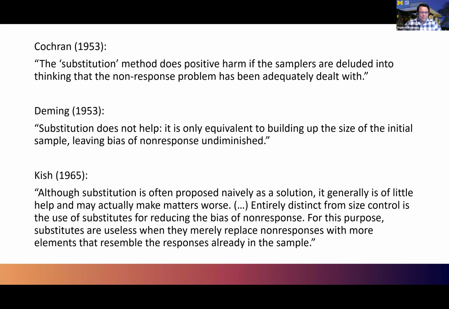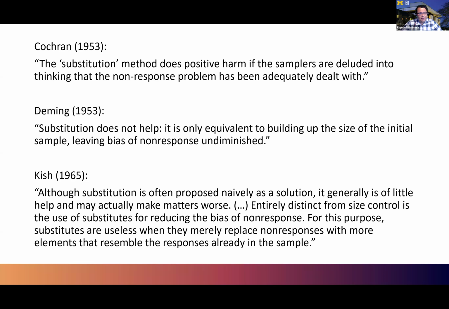Then Deming, in one of his papers, another famous statistician, says something similar, right? Substitution does not help. It is only equivalent to building up the sample size of the initial sample, leaving the bias of non-response undiminished. So you see a common theme here: you may do substitution, but maybe it's not really tackling the non-response problem, specifically the bias that can result from non-response, especially, of course, when respondents and non-respondents systematically differ. That's where we have non-response bias.